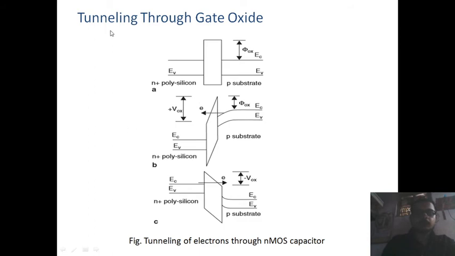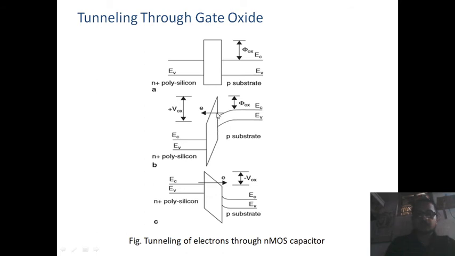The next topic is tunneling through gate oxide. See here, when the oxide thickness is lesser, as in short channel devices, the electrons jump from substrate to gate and gate to substrate. This is called tunneling through gate oxide. Tunneling through gate oxide is nothing but when the oxide thickness is lesser, the electrons jump from substrate to gate and gate to substrate.